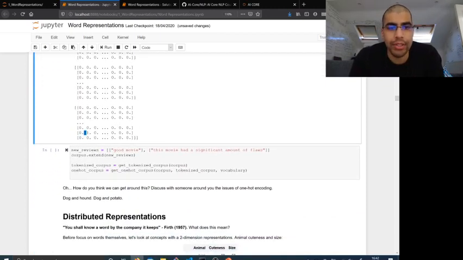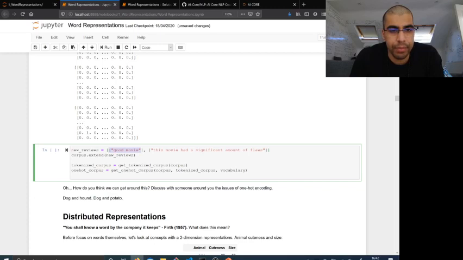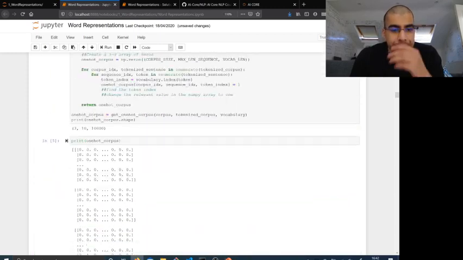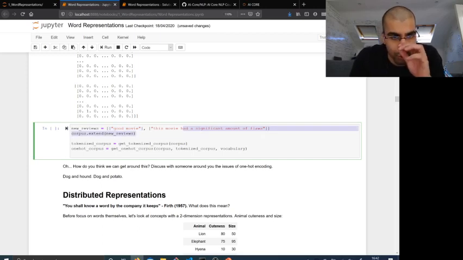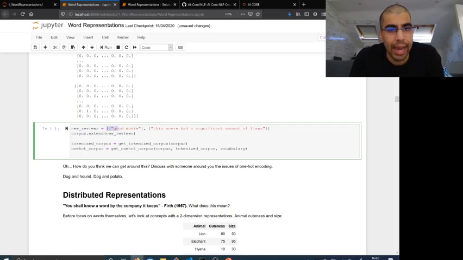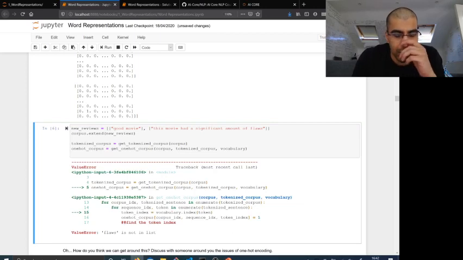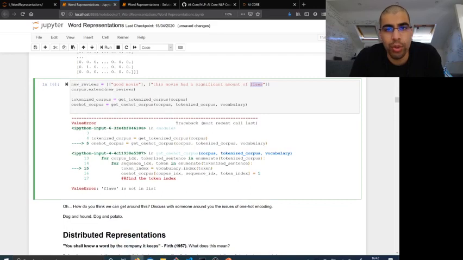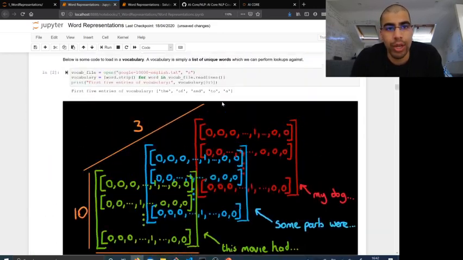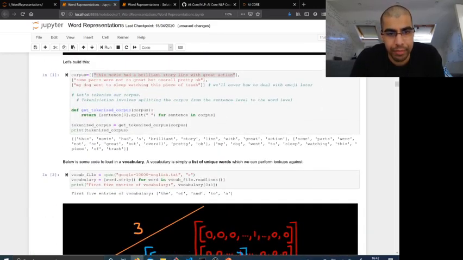Okay, so let's try and add some new reviews to our corpus. So we got 2 new reviews. Good movie, and this movie had a significant amount of flaws. We're gonna extend our corpus with these new reviews, and now we're gonna try and one hot our corpus again. Okay. So we see that the word flaws is not in this vocabulary file that we loaded in.